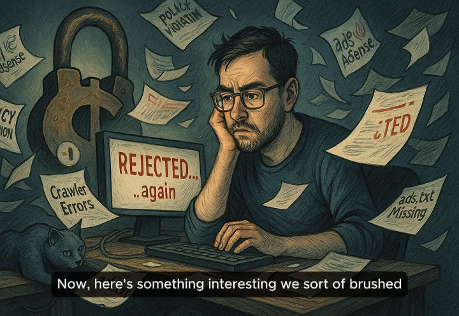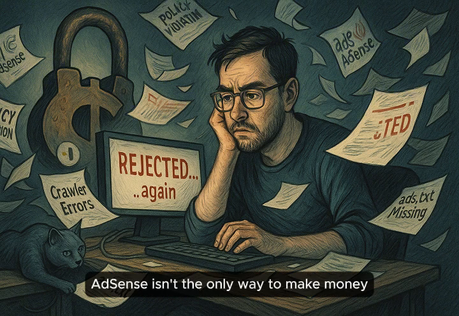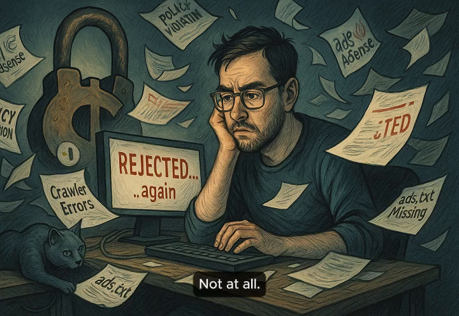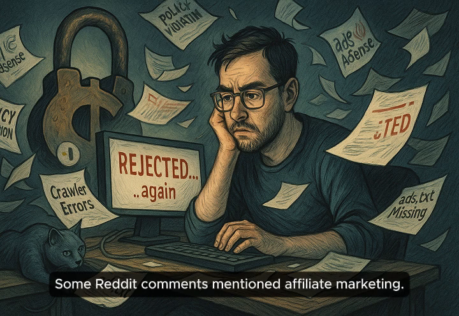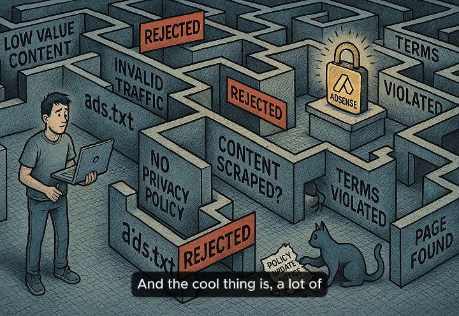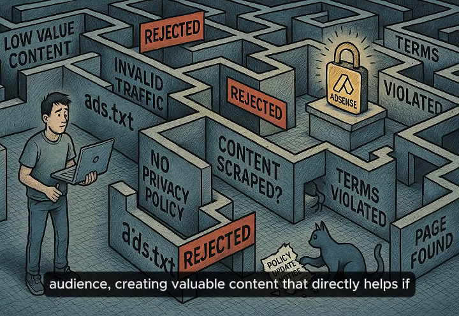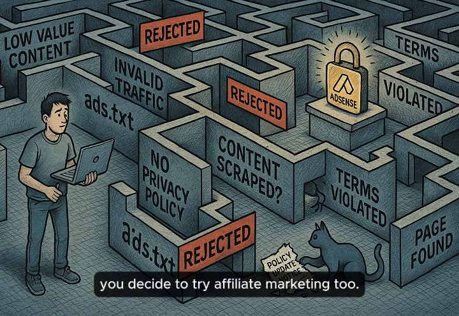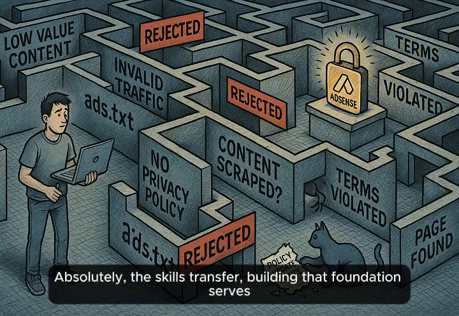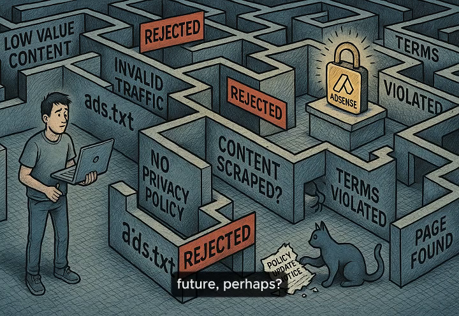Definitely. Now, here's something interesting we sort of brushed past. AdSense isn't the only way to make money from a blog, right? Not at all. Some Reddit comments mentioned affiliate marketing. Right. That came up. It's another popular route. And the cool thing is, a lot of the work you do for AdSense, building an audience, creating valuable content, directly helps if you decide to try affiliate marketing too. Absolutely. The skills transfer, building that foundation serves multiple purposes. So something to keep in mind for the future, perhaps?